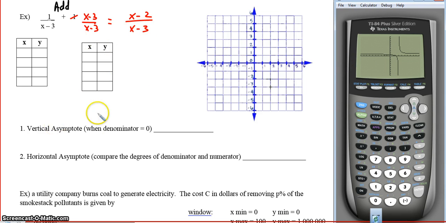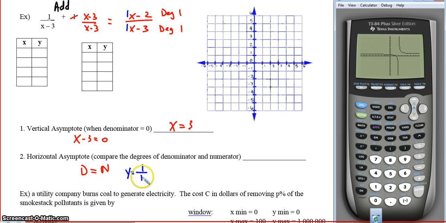Let's find our vertical asymptote. The denominator was x minus 3, so when I set that equal to 0, I have to add 3. I get a positive 3. Horizontal asymptote: compare the degrees of the numerator and the denominator. Well, this is degree 1. This is also degree 1. So when the denominator is equal to the numerator in terms of the degrees, we have to take the leading coefficients and write them as a fraction. In this case, I've got 1s for both of these. So I'm going to do y equals 1 over 1, and I'm going to get the equation y equals 1 for the horizontal asymptote.